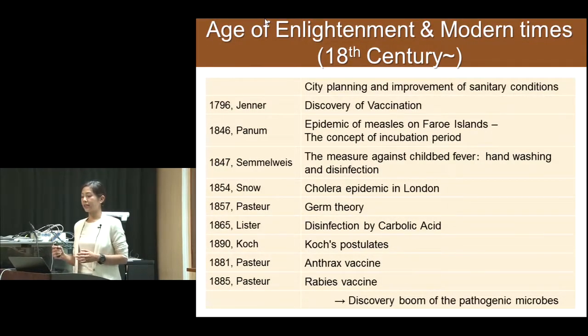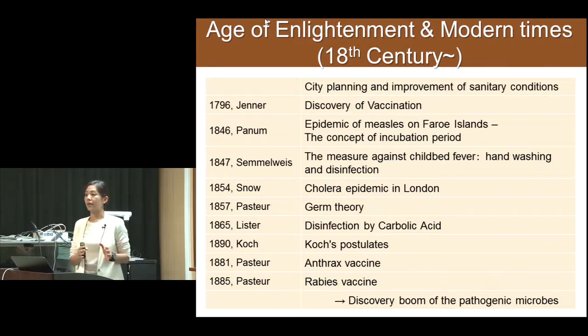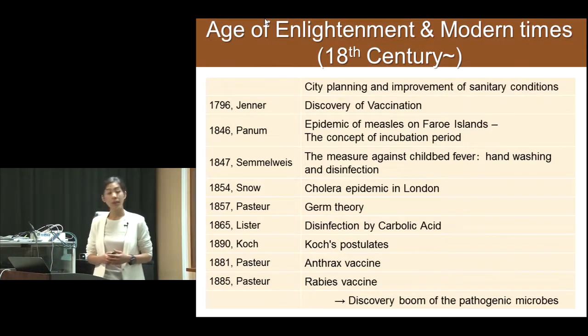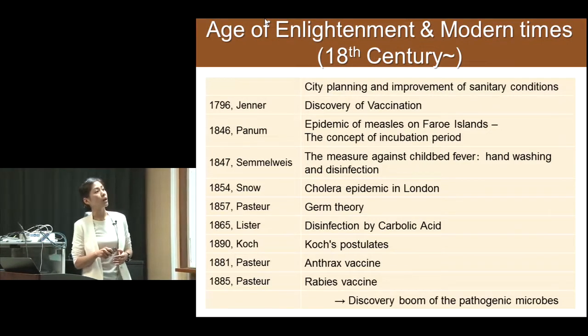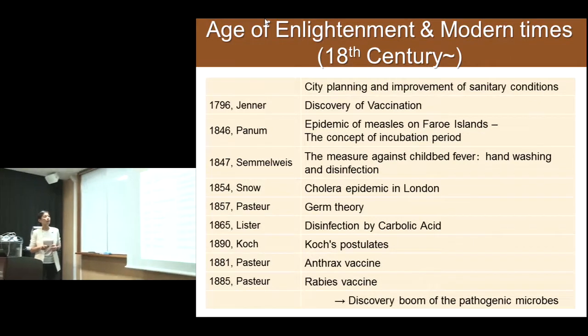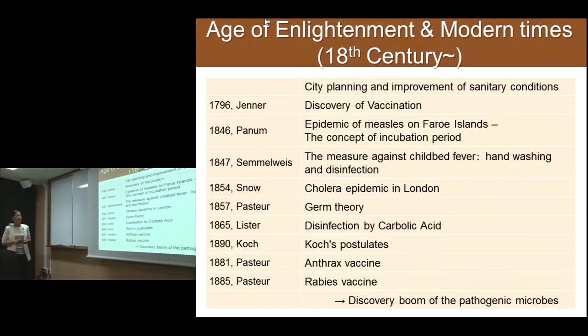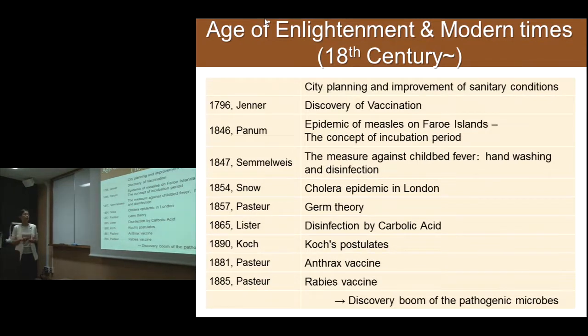So up to this point, we have seen through history from early epidemics how observation of diseases took place, and from the work of Hippocrates and Fracastoro. So in modern times, maybe the age of enlightenment, more discovery and observations have led to intervention and care of the patients. Selected major historical markers in infectious diseases are listed in this table. For example, discovery of vaccination by Jenner, observation of the epidemic of measles on the Faroe Islands by Panum, measures against childbed fever by Semmelweis, the classic cholera epidemic in London by Snow, germ theory by Pasteur, and so on.